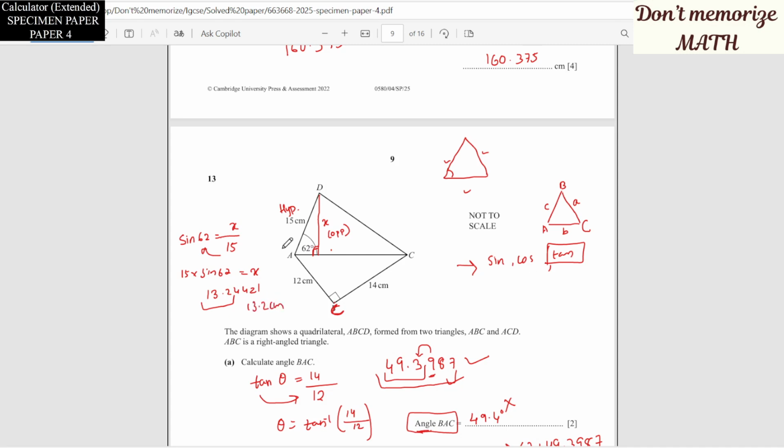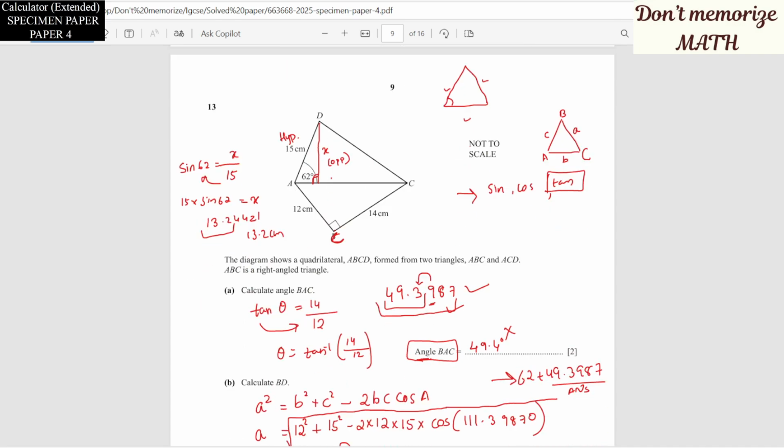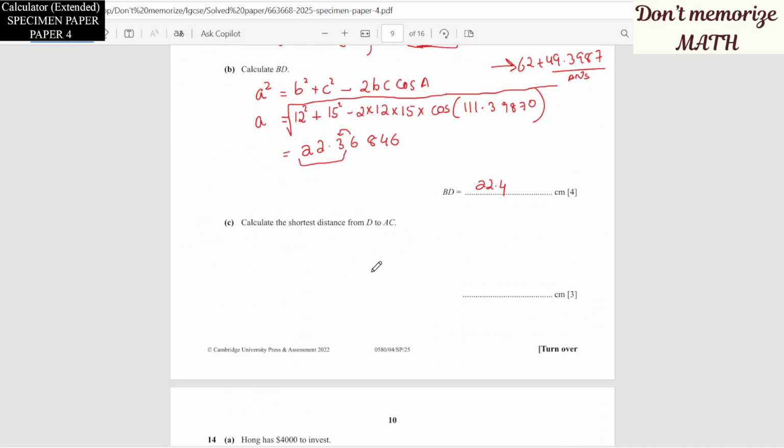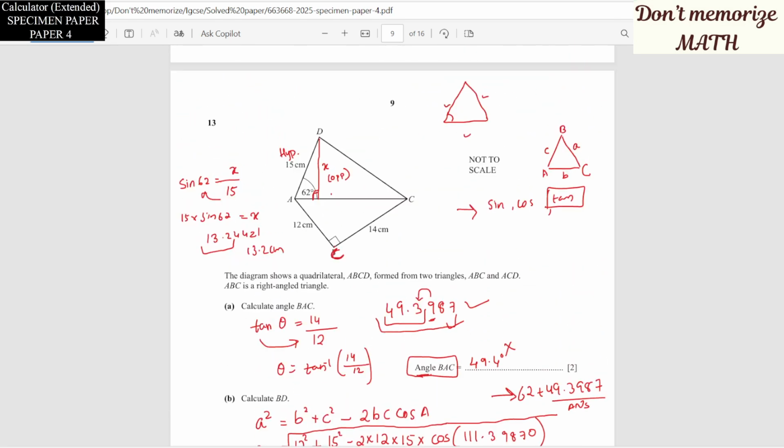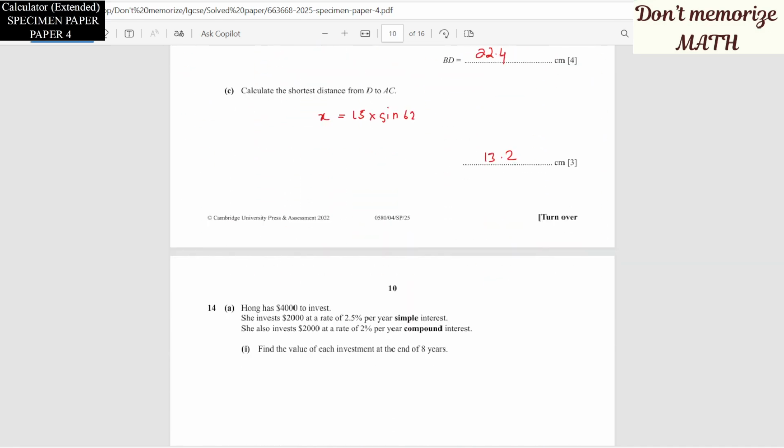Okay, so the same steps you have to write in the space provided here. You have to write here like x is equal to 15 times sine 62. This step is enough actually. Then we will get 13.2 centimeter. Okay, so I hope question number 13 is clear for you. If you have any doubt, let me know. And yeah, that's all. So let's do question number 14.